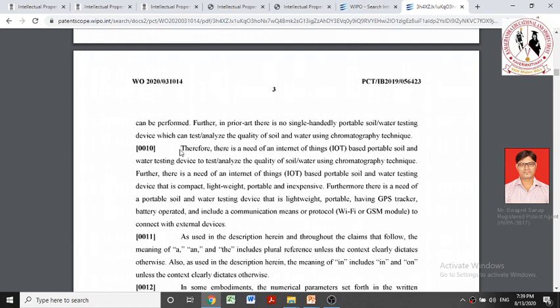Paragraph number 10 talks about the specific technical problem that this invention tries to solve. For example, there is a need for an IoT based portable device which is using chromatographic technique, and which is lightweight, compact, portable, inexpensive, and which has a capability of Wi-Fi or GSM, right? So these are all the specific problems that are available, and the requirement in view of those problems is mentioned in paragraph number 10.